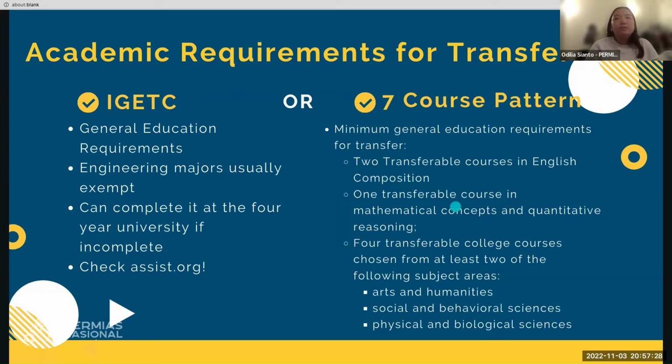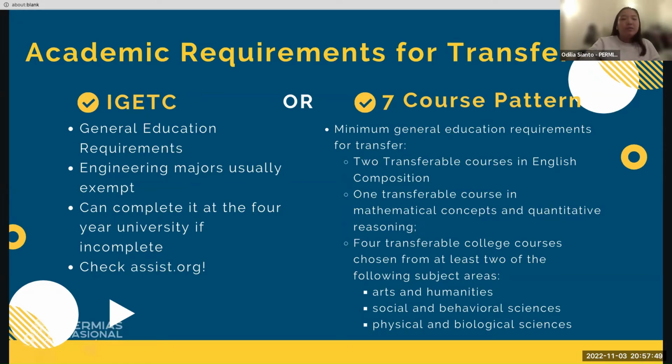This is called the 7-course pattern, and basically it's your 2 English classes, 1 math class, and any 4 classes from these subject areas. And honestly, as long as you finish your major requirements and take one gen ed class, you should be good to go and finish the 7-course pattern.